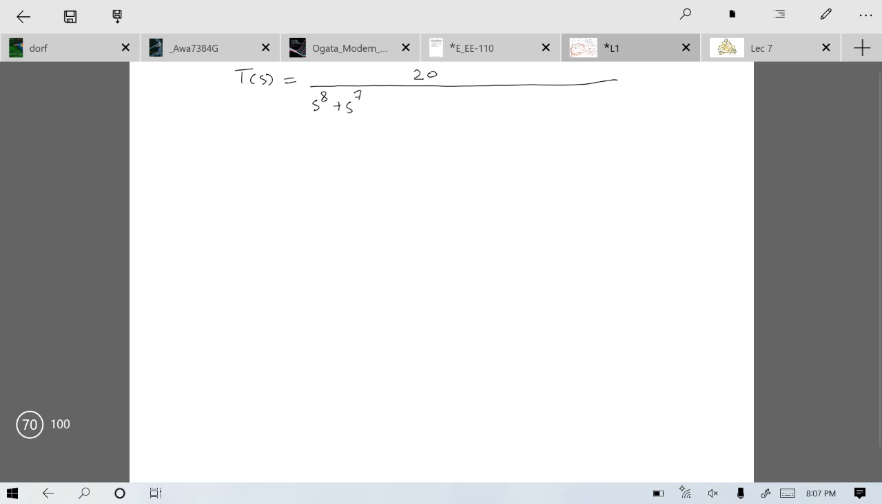S8 plus S7 plus 12 S6 plus 22 S5 plus 39 S4 plus 59 S cube plus 48 S square plus 38 S plus 20. Now imagine if someone gives you this transfer function and asks whether it is stable or not, and you try to find the poles or the roots of this eighth order equation. Obviously it would be impossible for you to find poles for this system. So here we are with this Routh Hurwitz criteria. So S8, S7, S6, S5, S4, S3, S2, S1, S0.